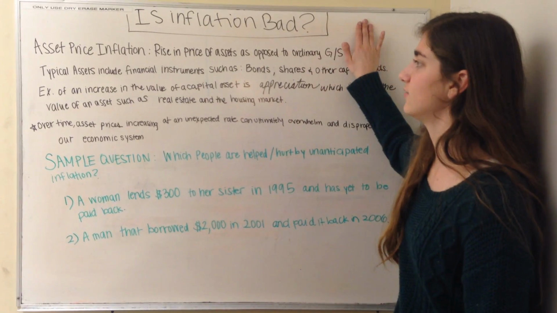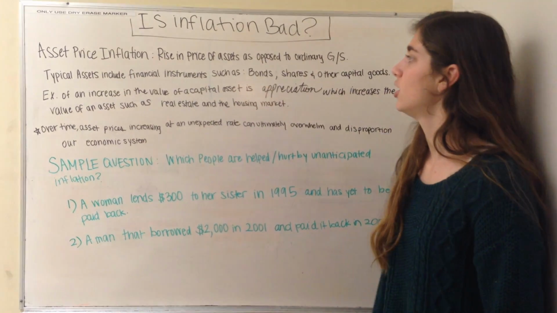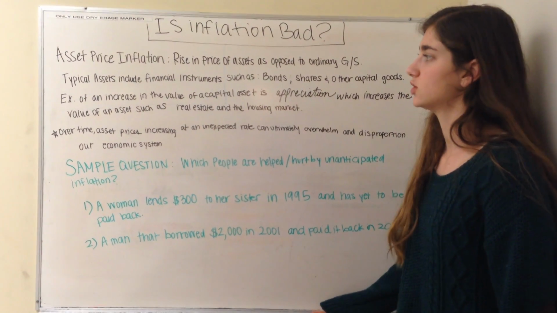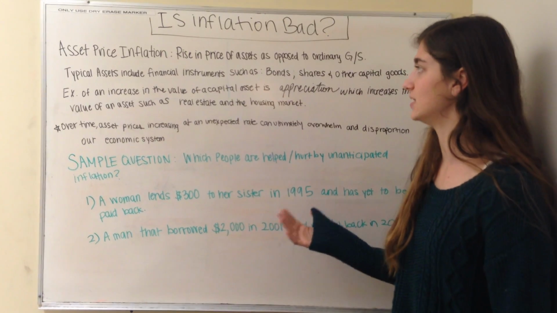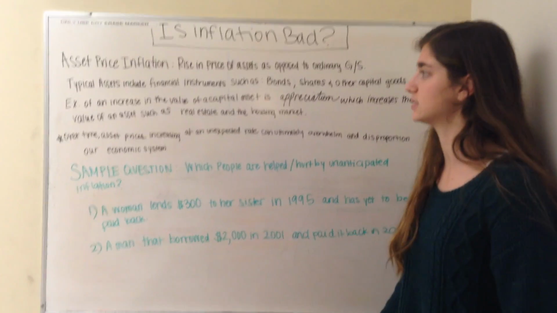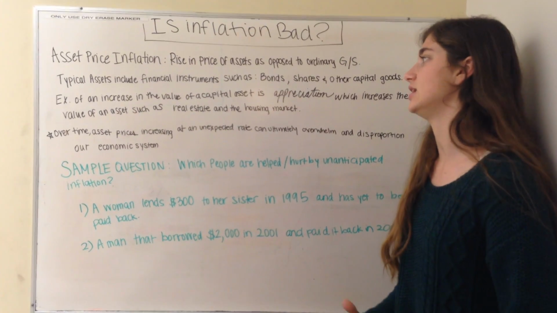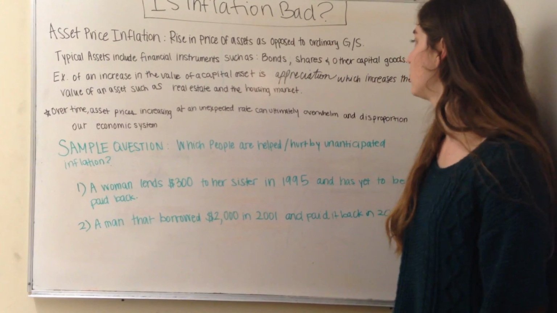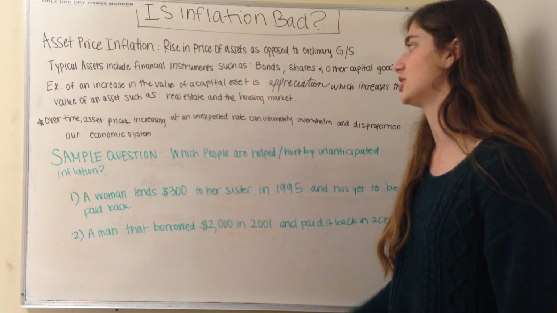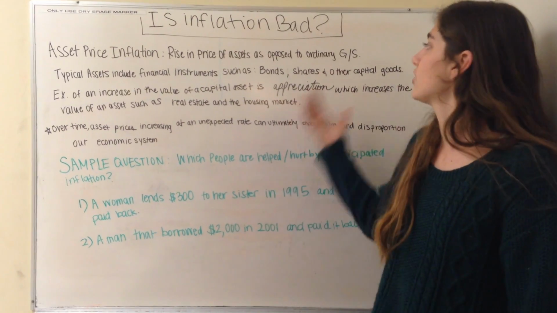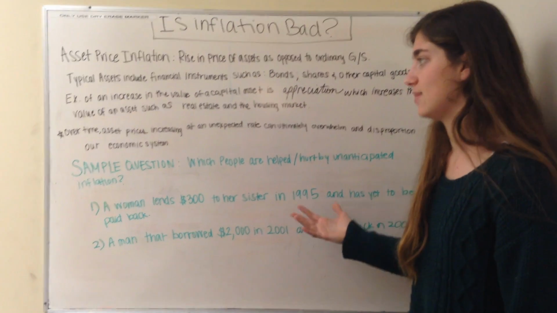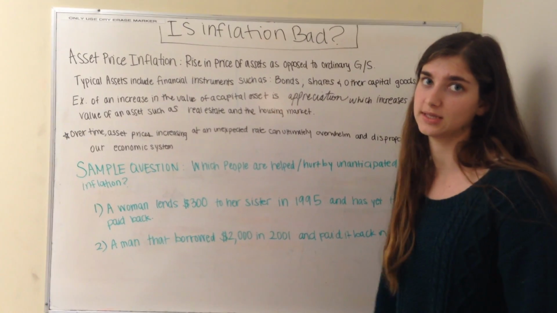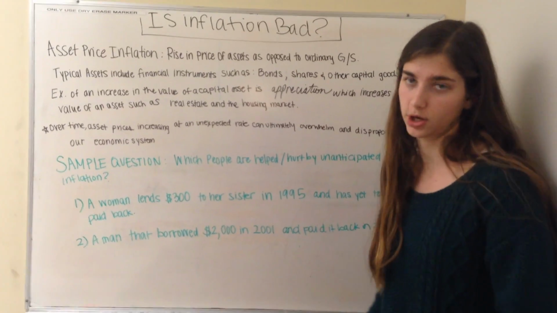So in continuation to is inflation bad, we have asset price inflation, which basically is a rise in the price of assets as opposed to ordinary goods and services. Typical assets include financial instruments such as bonds, shares, and other capital goods. For example, we can look at it as an increase in the value of a capital asset, something similar to what we know as appreciation, which increases the value of assets such as real estate and housing markets and other capital goods like we talked about earlier. Over time, asset prices increasing at an unexpected rate can ultimately overwhelm and disproportion our economic system if not taken care of as the problem occurs.